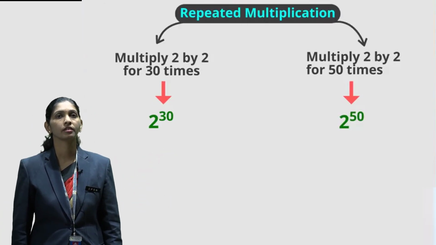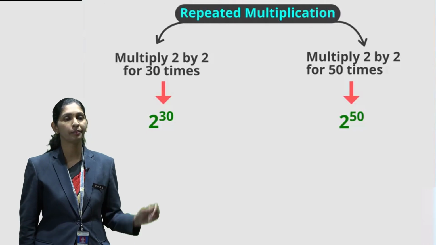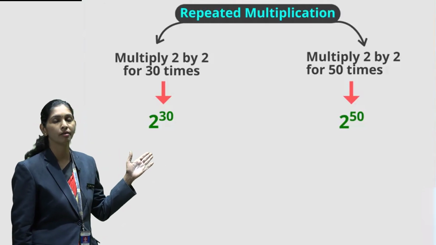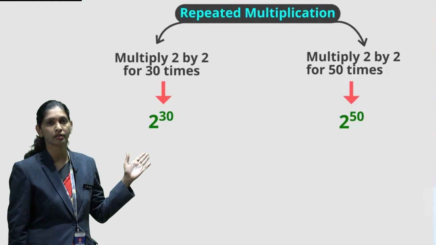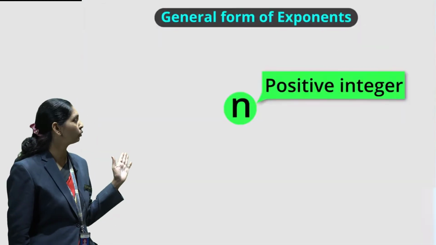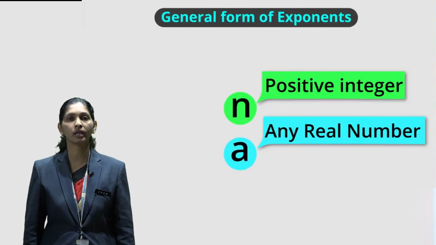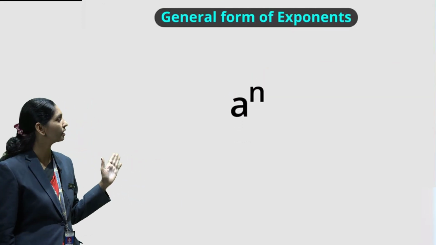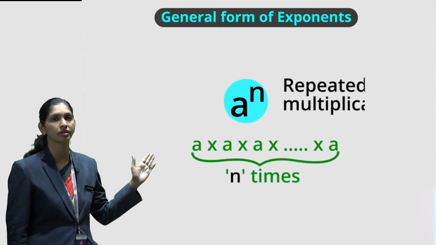So students, here we have repeated multiplication, and at that time we can use an exponent, and the general form of an exponent is a to the power n. So let's see more examples of how to write in exponential form.